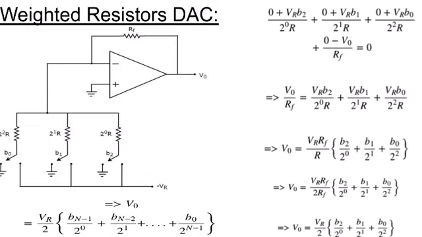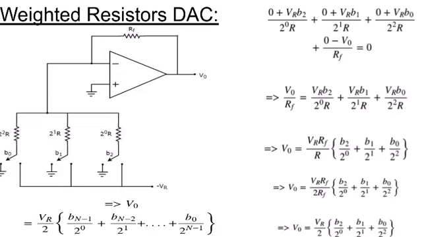By substituting R is equal to 2RF in this equation, that means in the above equation, which is V0 is equal to VR into RF by R into (B2 by 2 power 0 plus B1 by 2 power 1 plus B0 into 2 power 2), we get the equation V0 is equal to VR into RF by 2RF into (B2 by 2 power 0 plus B1 into 2 power 1 plus B0 into 2 power 2). By further calculating, we have V0 is equal to VR by 2 into (B2 plus 2 power 0 plus B1 2 power 1 plus B0 2 power 2).